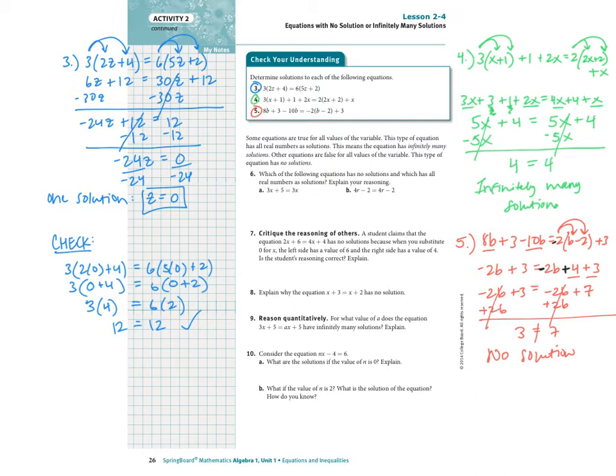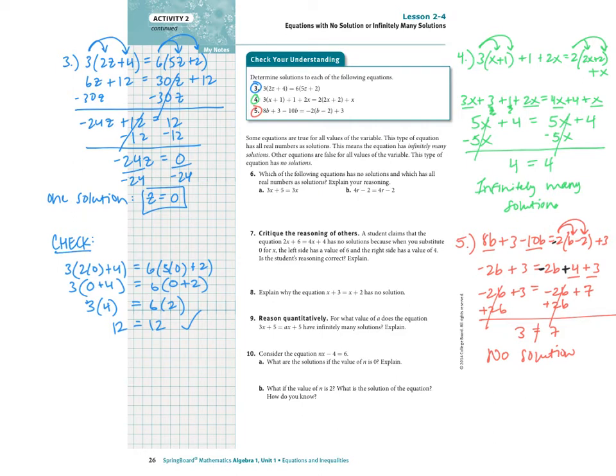So right underneath number 5, we have another little paragraph that reminds us of what other values we can get besides having one solution. Let's read it. It says some equations are true for all values of the variable, just like what we found. This type of equation has all real numbers as solutions. Maybe you remember last year learning about different types of real numbers. We're going to get to that later on in the year. Remember, this equation has infinitely many solutions. Other equations are false for all values of the variable, and as a reminder, this type of equation is no solution.